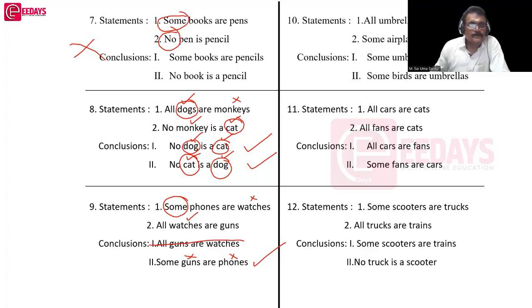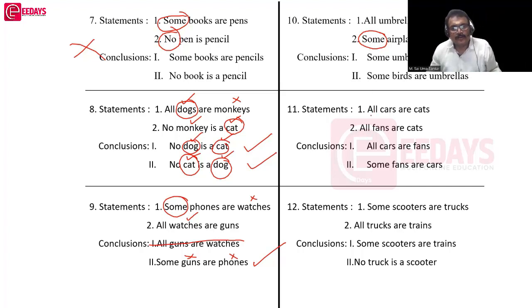Next, tenth one. If any one of the statements is particular, the conclusion must be particular. So, these two, let us check. What is the middle term? Airplanes. Is it distributed? No. So, there is no mediate inference for the 10th question. Go to the 11th one.